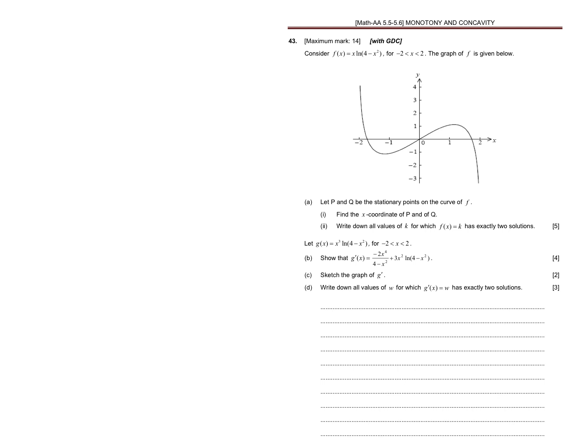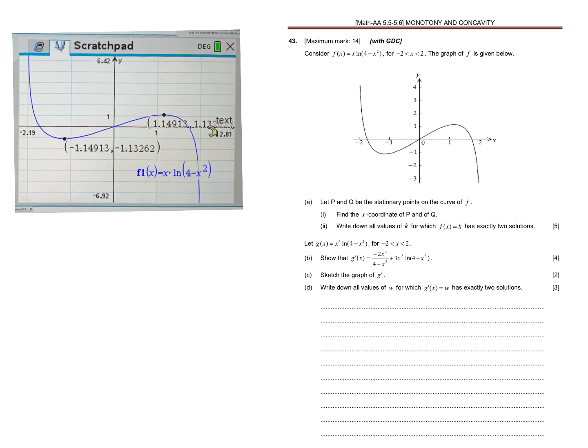Okay, consider this function from −2 to 2. Graph is given. Let P and Q be the stationary points. Find the x coordinate of P and Q. So here's the graph, and I've already found the min and max. So we have P's x-coordinate is −1.15. Q is positive 1.15.